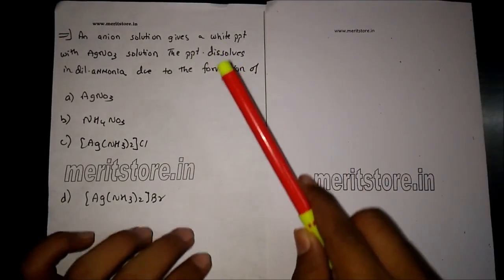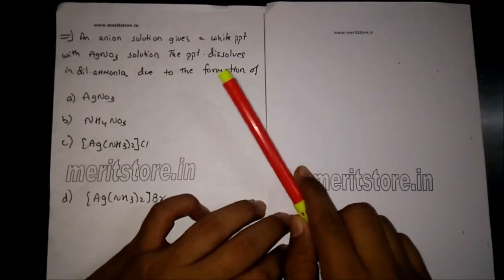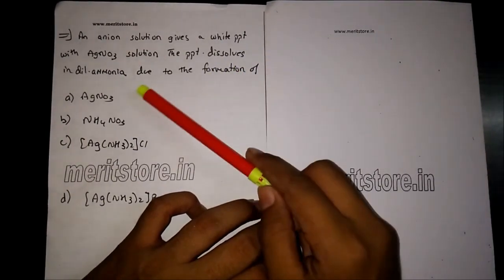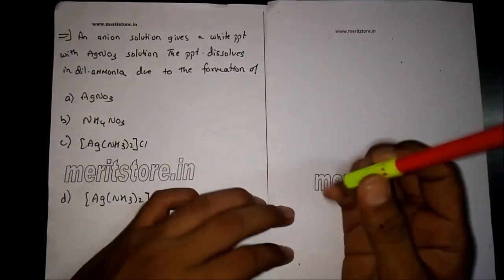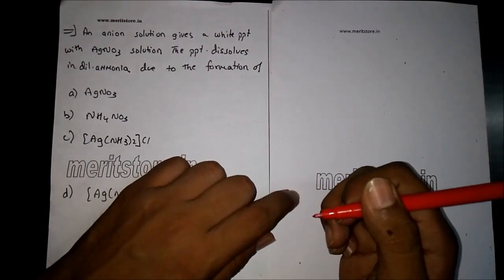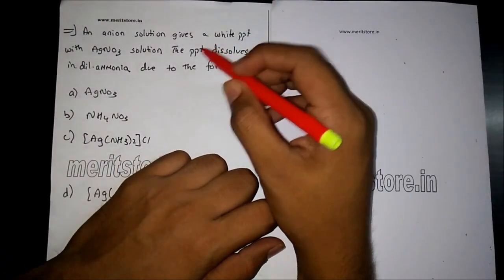An anion solution gives a white precipitate with AgNO3 solution. The precipitate dissolves in dilute ammonia due to the formation of, here are the options. Now, an anion solution gives a white precipitate with AgNO3.